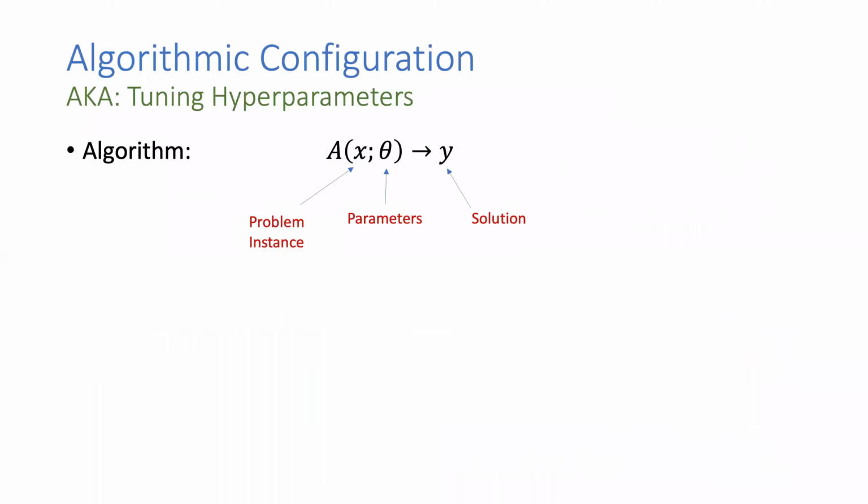Algorithm configuration is also known as hyperparameter tuning in the more generic sense, although there are some interesting differences. The basic idea is we have an algorithm, I'll just call it A. This is a classical algorithm, like an integer program solver or a tree search algorithm. It takes as input a problem instance, the algorithm has some parameters, and it outputs a solution.